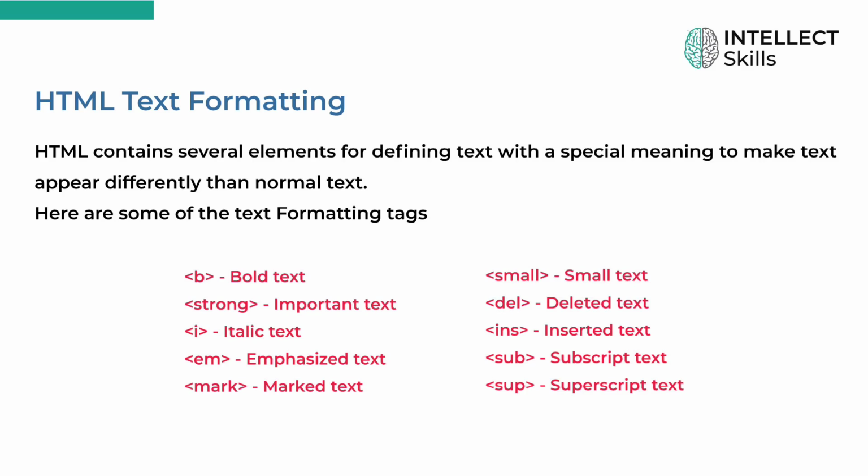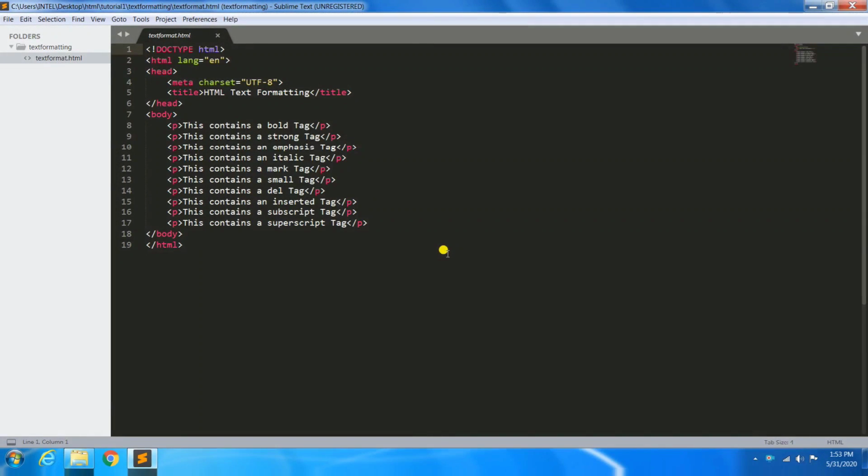Okay, so here are some of the predefined tags. The first is the bold text. The second is the strong. We have the italic and the emphasized text. We have the marked text, small text, deleted text, inserted text, subscript, and superscript. Okay, so let's switch over to our code editor and see this in action.